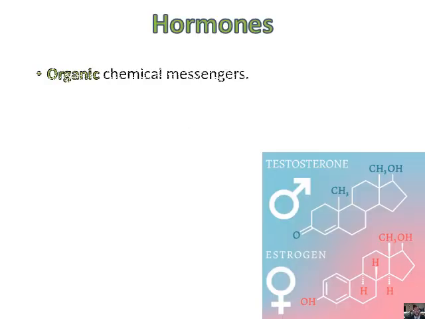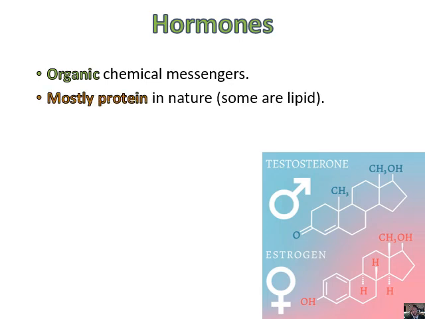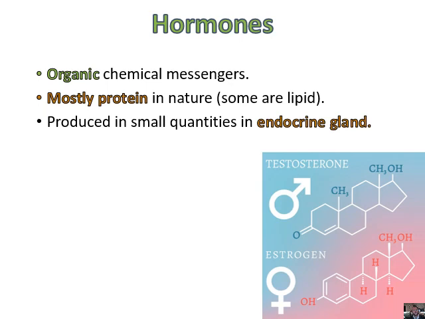All right, so we're just going to talk about hormones quickly. Remember, hormones are organic chemical messengers. If we can just remember what organic means, it means it contains a carbon backbone as well as originates from a living organism. Mostly protein in nature. Some are lipid. The steroids, which are also hormone-like in nature, a lot of them are lipid-based. But generally, hormones are protein, which means that teaching you protein synthesis goes hand in hand with this. It's produced in extremely small quantities, but this is more specifically for the endocrine gland.